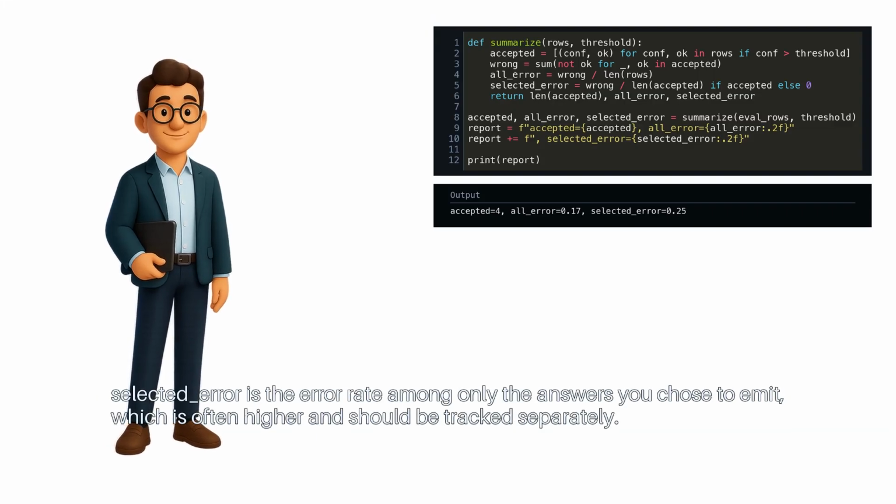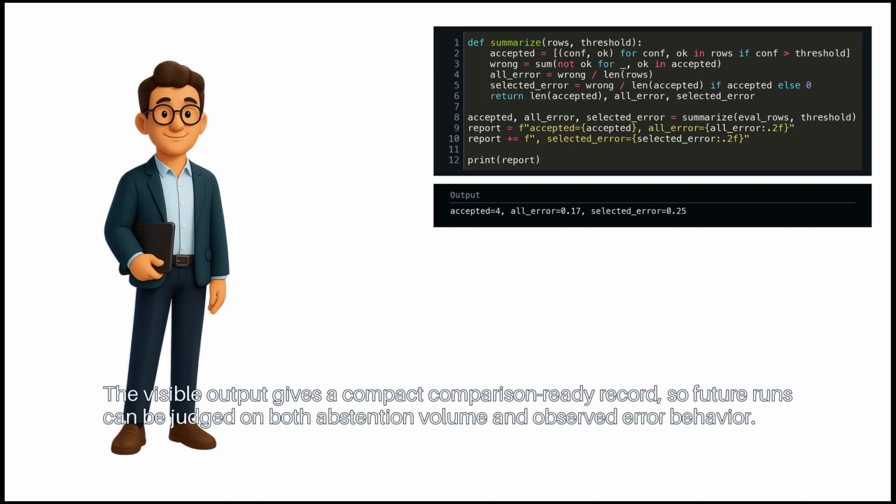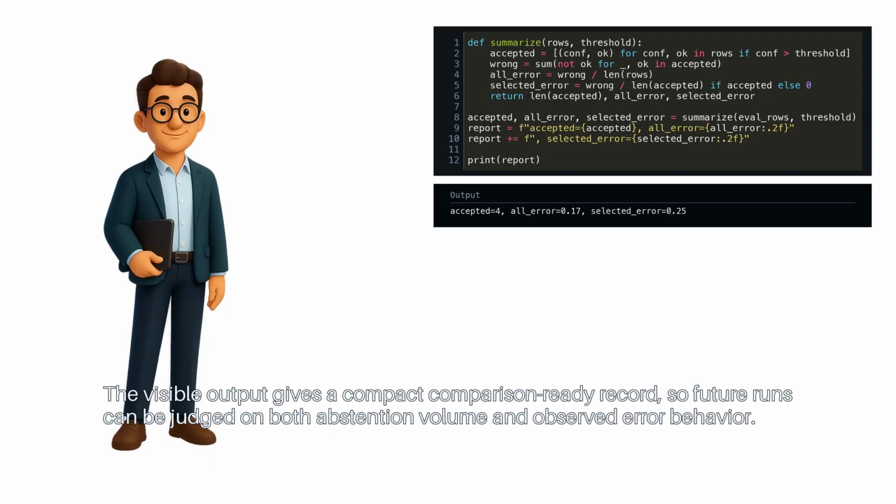Selected error is the error rate among only the answers you chose to emit, which is often higher and should be tracked separately. The visible output gives a compact comparison-ready record, so future runs can be judged on both abstention volume and observed error behavior.